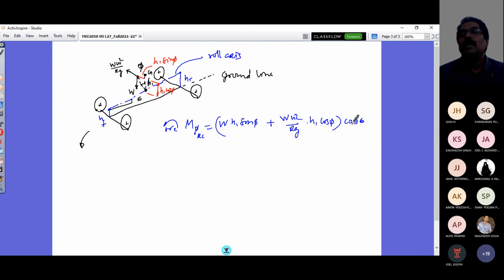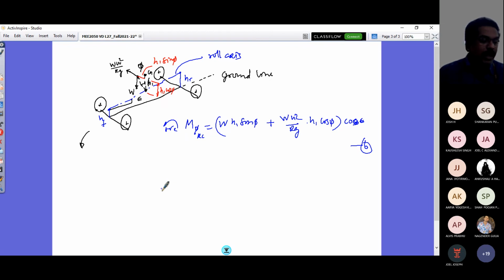Why the cos component? Because of the dot product. I want my moment vector, which is along the roll axis, to be projected along this. So the projection takes a dot product, and this cos psi comes here. This term is your equation number 6. So this is your roll moment.